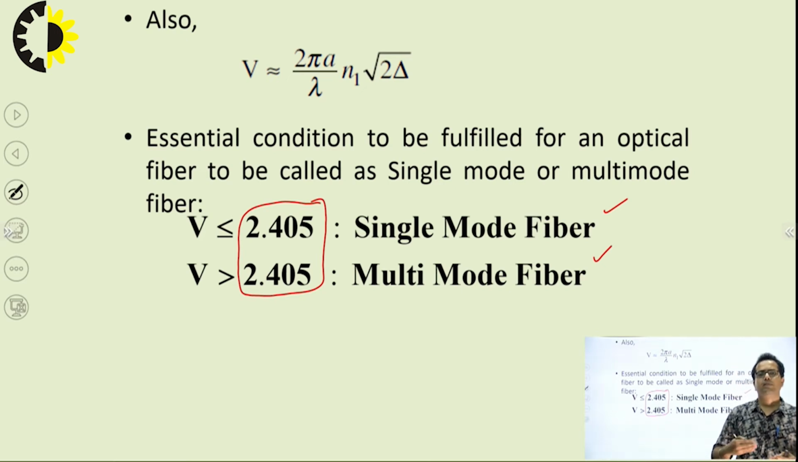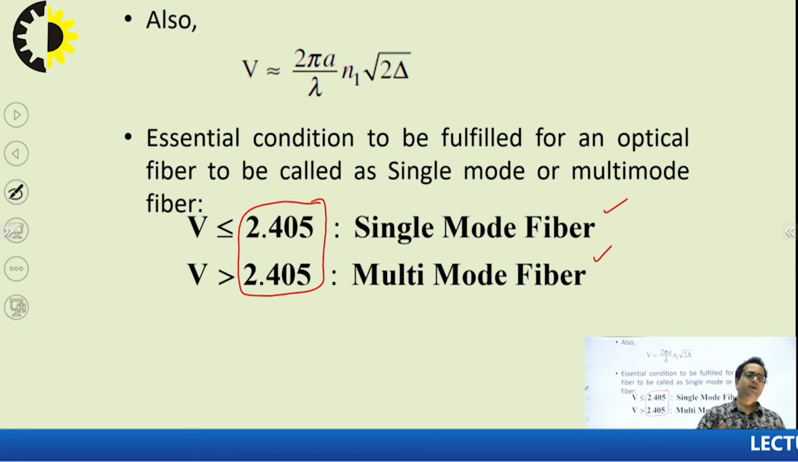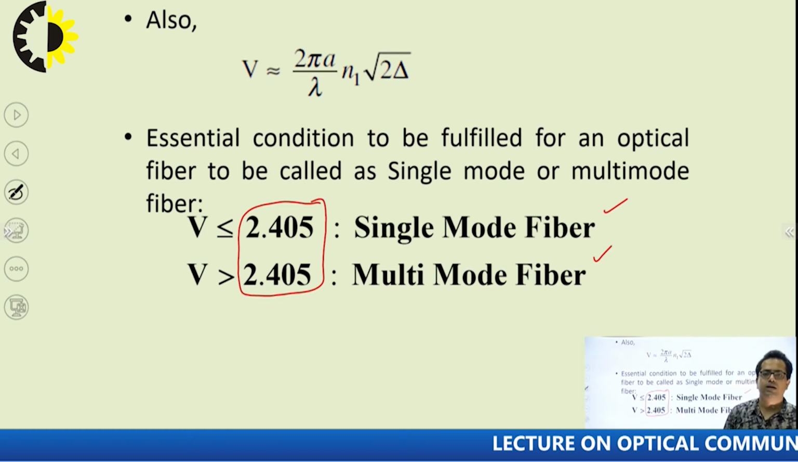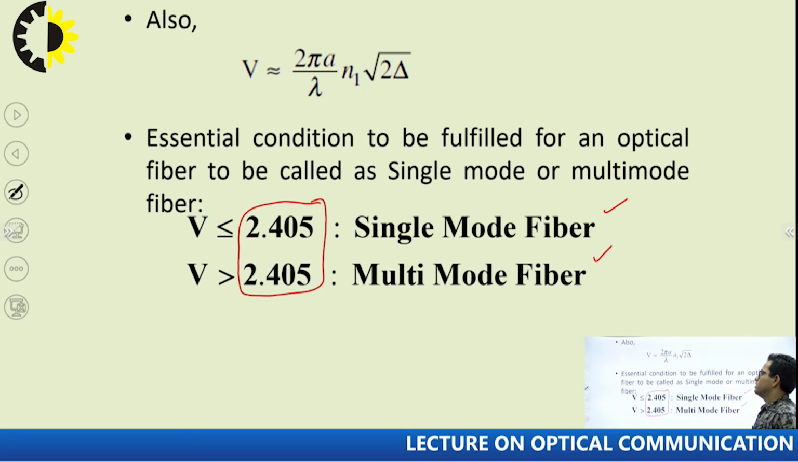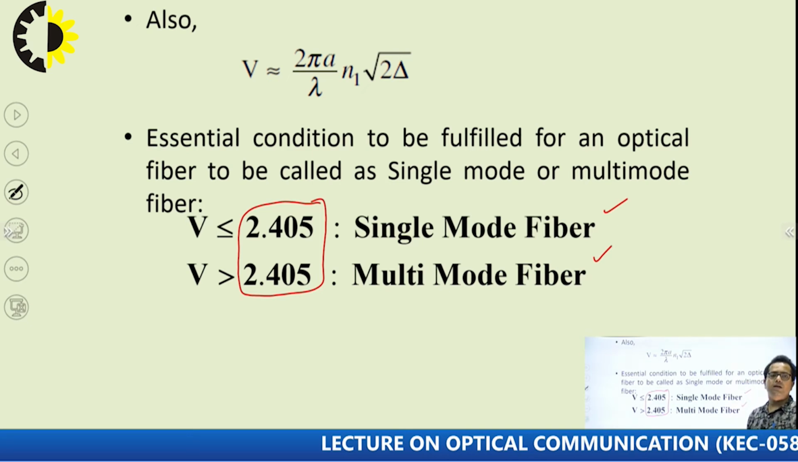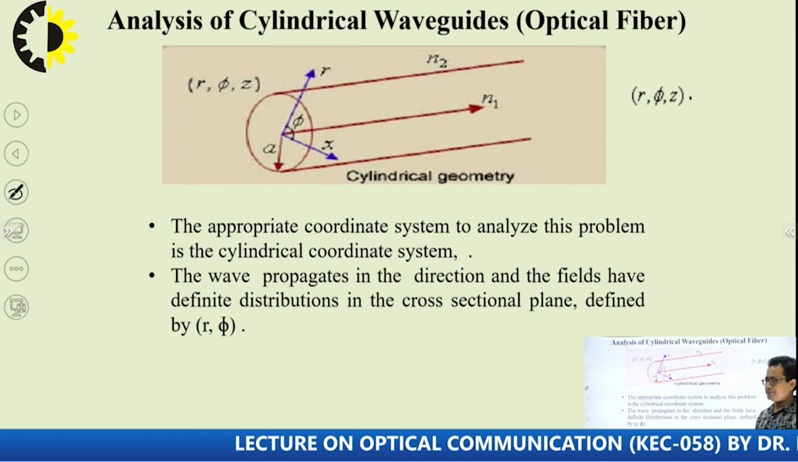I mean multiple modes are going to propagate through the core and reach the destination, that means the output of the optical fiber. Similarly, if the value of V is less than 2.405, then that particular optical fiber is working as a single mode because it is accommodating only one mode through the core axis. So this is the value based upon the V parameter.